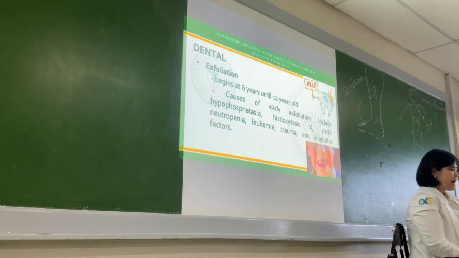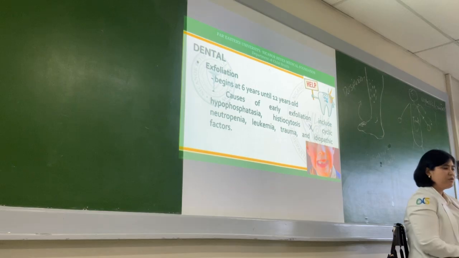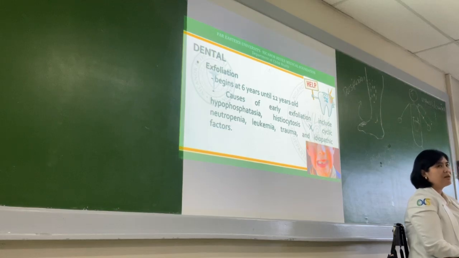Now, how about if it happens early? Wala pa siyang 6 years old, nawawalan na siya ng teeth, nagpo-fall off yung teeth. So you have to investigate: is this hypophosphatasia, histiocytosis, cyclic neutropenia, leukemia, trauma, and other idiopathic factors. So it's always a cause for investigation.